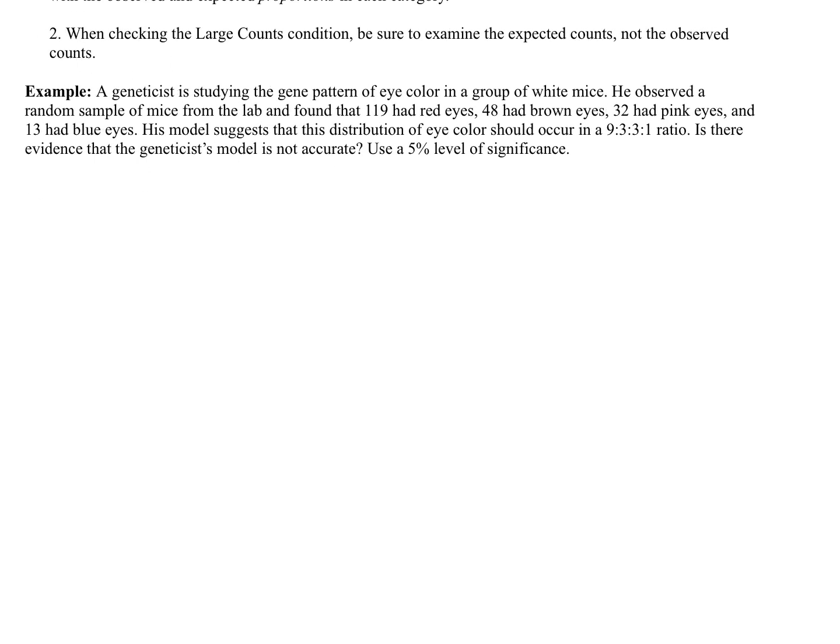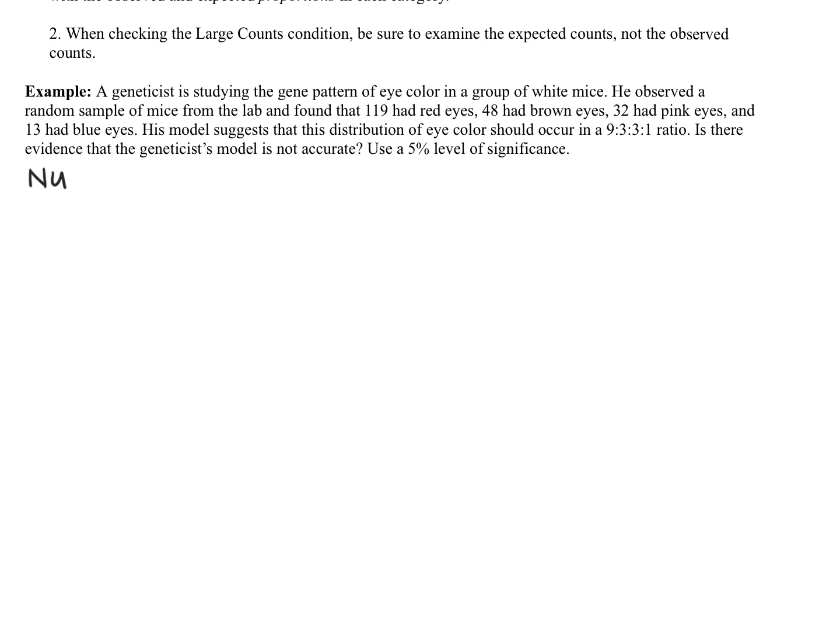Right, so in our example, we have that a geneticist is studying the gene pattern of eye color in a group of white mice. He observed a random sample of mice from the lab and found that 119 had red eyes, 48 had brown eyes, 32 had pink eyes, and 13 had blue eyes. His model suggests that this distribution of eye color should occur in a 9:3:3:1 ratio. Is there evidence that the geneticist's model is not accurate? Use a 5% level of significance.